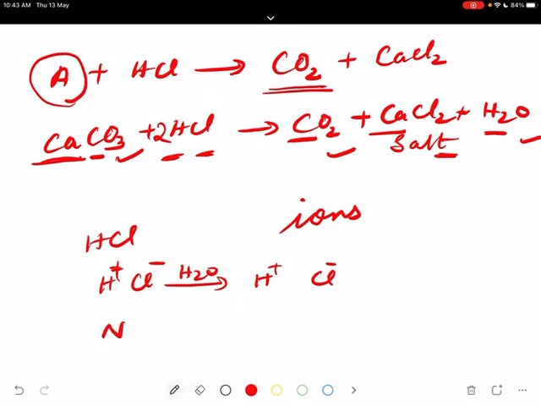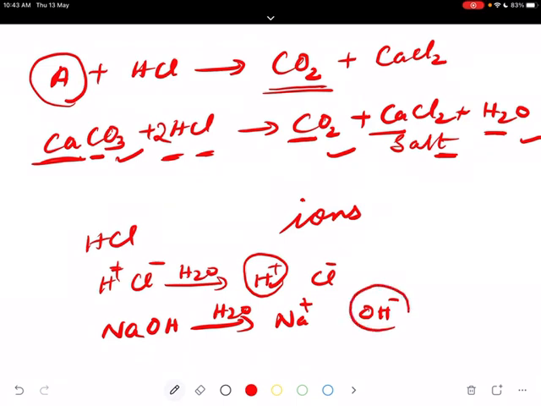What about a base? NaOH, when dissolved in water, that is Na plus and OH minus, they get separated. That means again ions only. So acids and bases are having ions in common. Acids are having H plus ions in common. Bases are having OH minus ions in common. Let's see how this is explained.